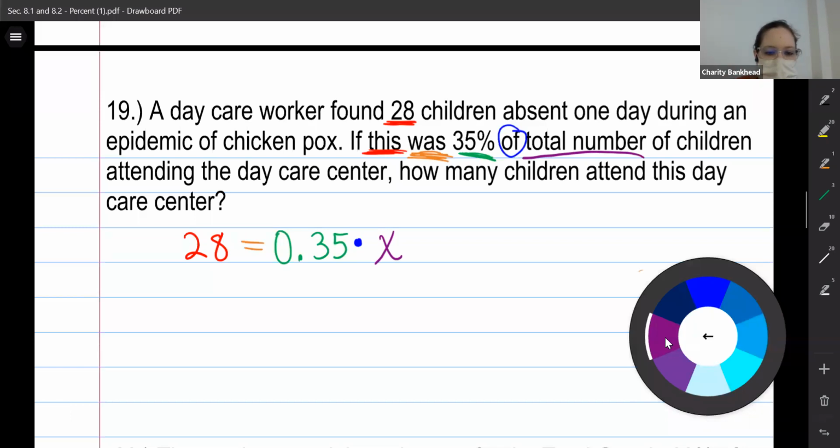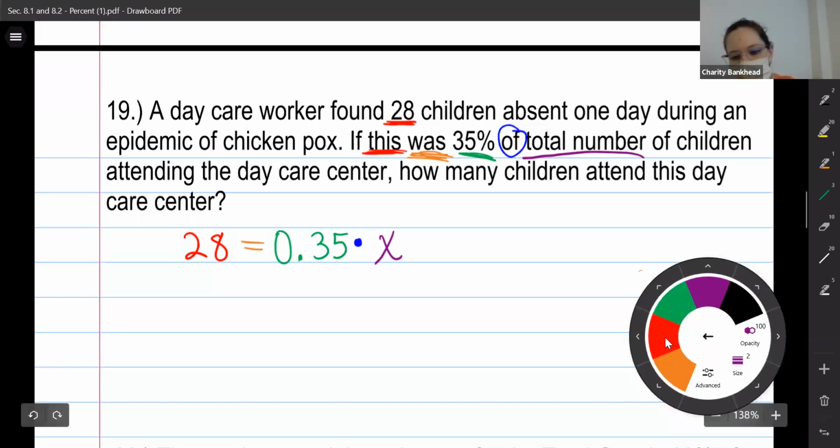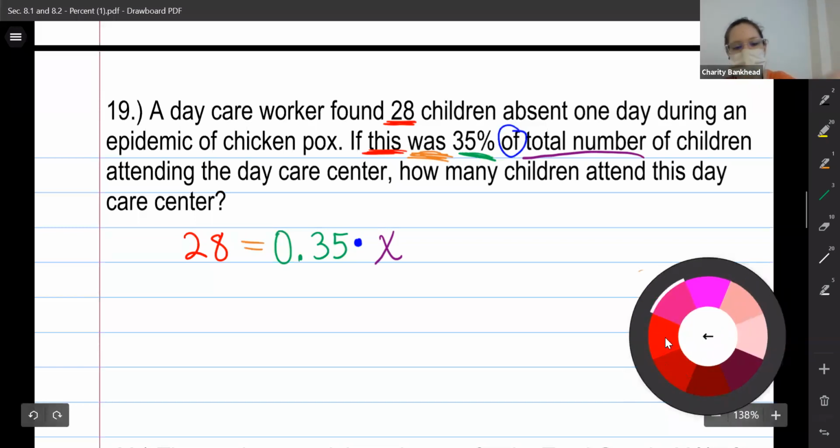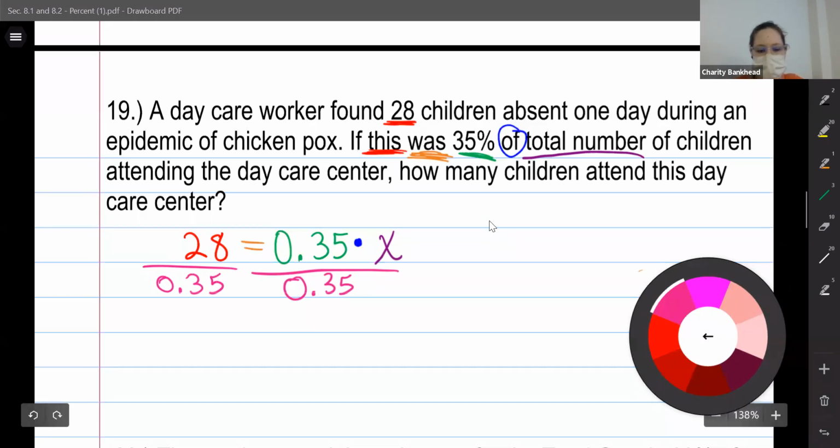So 28 equals 0.35 times x. To solve, we need to divide both sides by 0.35. So 28 divided by 0.35 equals 80. So 80 children are enrolled in the daycare.